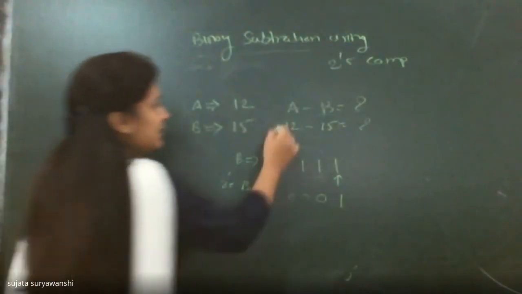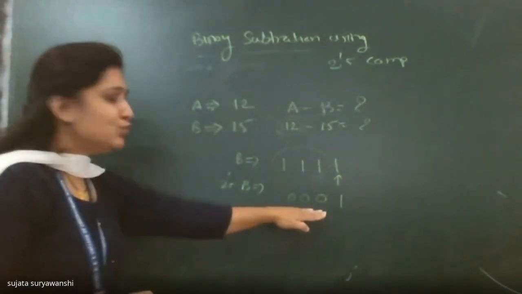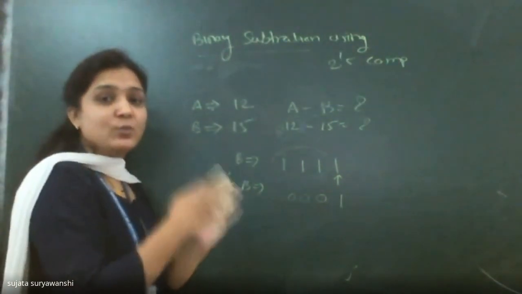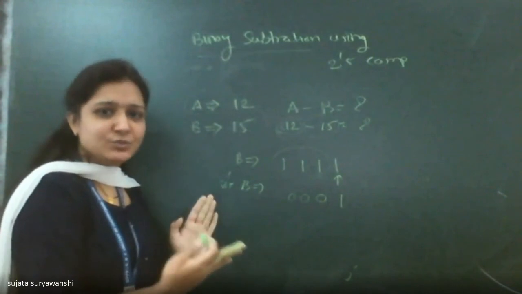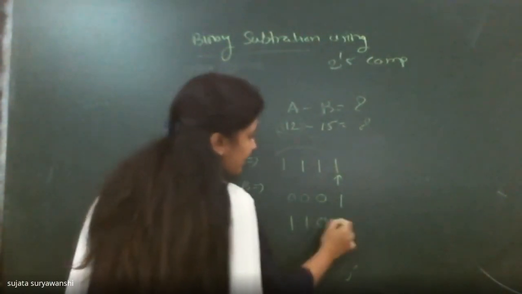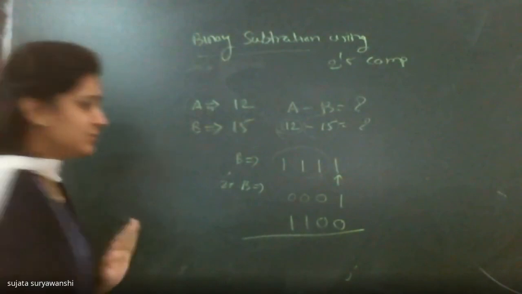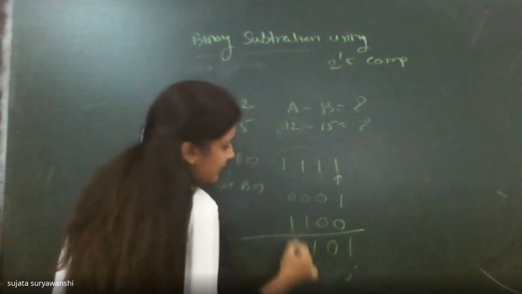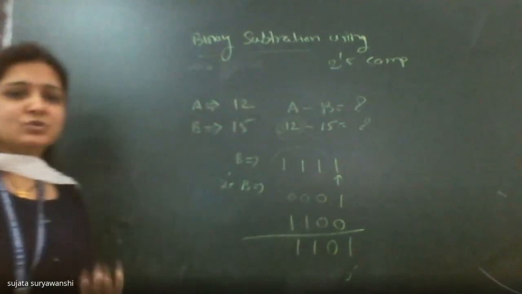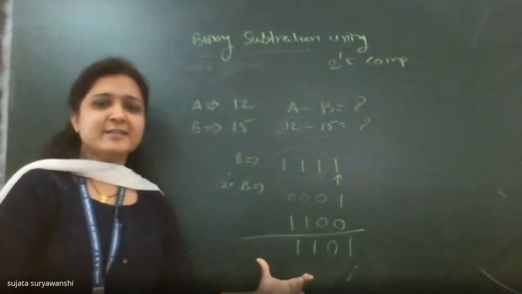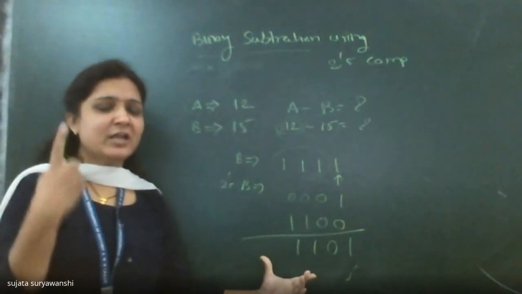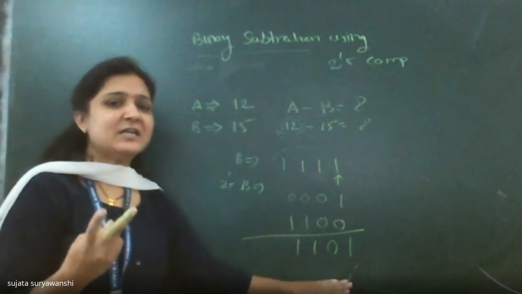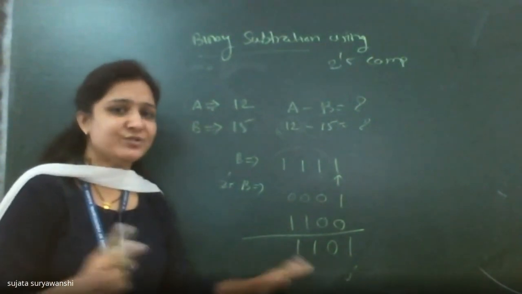After getting this, you simply add the 2's complement of B to A. How to represent A? A means 12, and 12 means 8 plus 4, so 1, 1 and the remaining bits are 0. Understood? So 1 plus 0 is 1, then 0 plus 1 is 1, and 1 plus 0 is 1. Tell me, which case is your result in? There are 2 cases: first, if carry is generated, and second, if carry is not generated. Your result is in the second case, carry is not generated here.